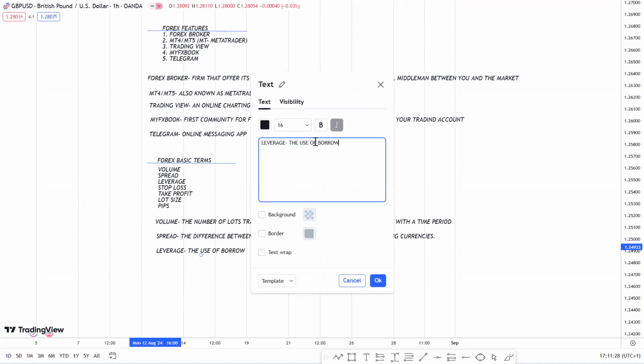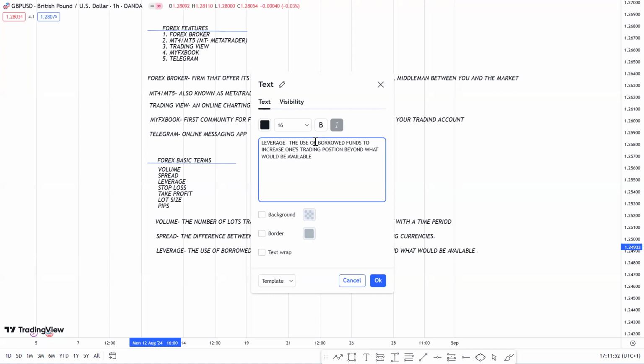Borrowed funds to increase one's trading position. Meaning that most of all these forex brokers here, they give us leverage on our accounts. They borrow us some funds so that we can place certain position size in the market.